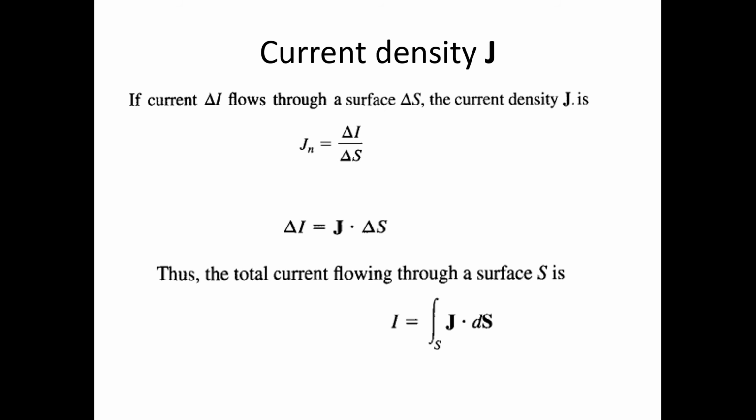Now the total current: to get the total current you have to multiply by area. So multiplying by area, when the area is unknown, what we do is we go for a surface integral. We integrate it over the whole area. So I is equal to surface integral of J dot ds. This is an important equation. J is current density. So to get current from J, you take the surface integral of J dot ds.